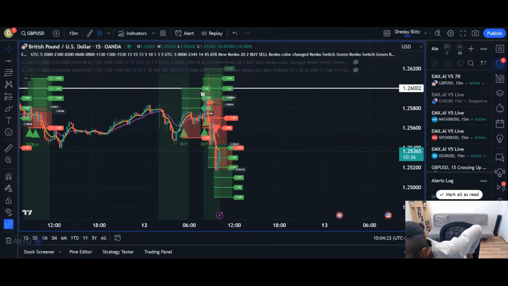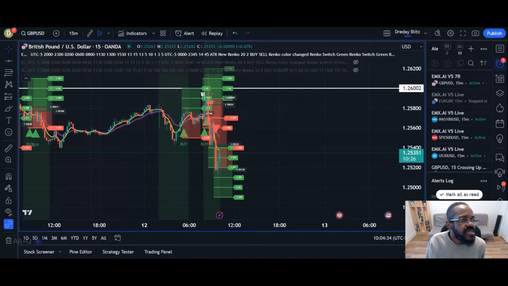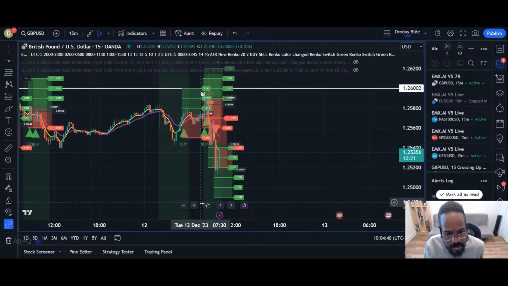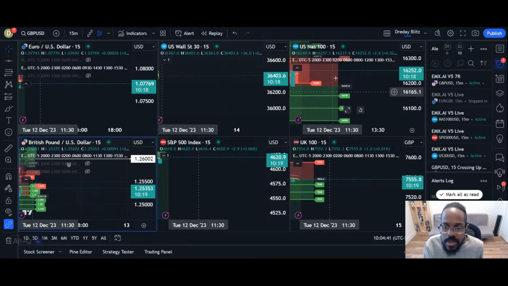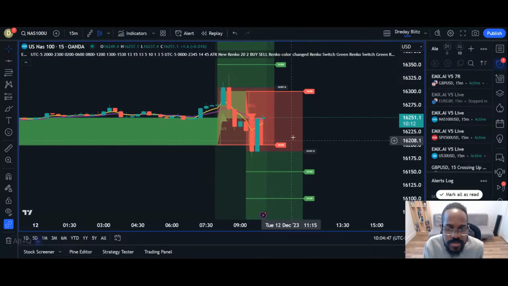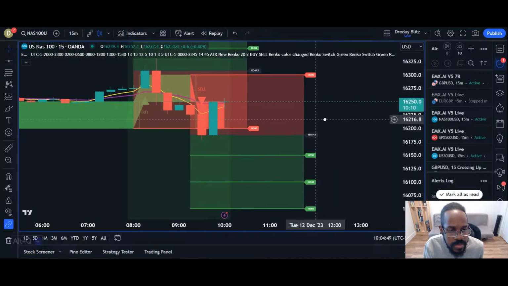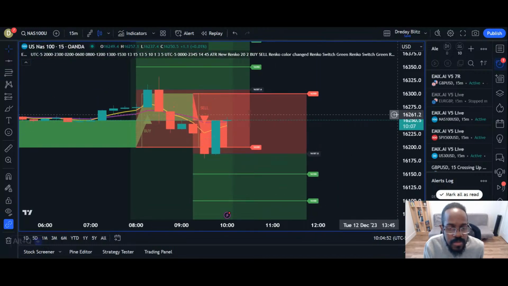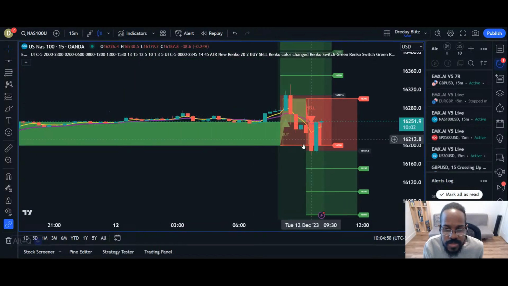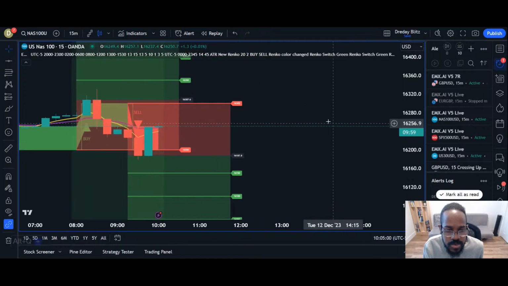All right, so Nasdaq has a sell setup, pulling back to sell. Looking for Nasdaq. Boom. So we'll just wait it out, guys.